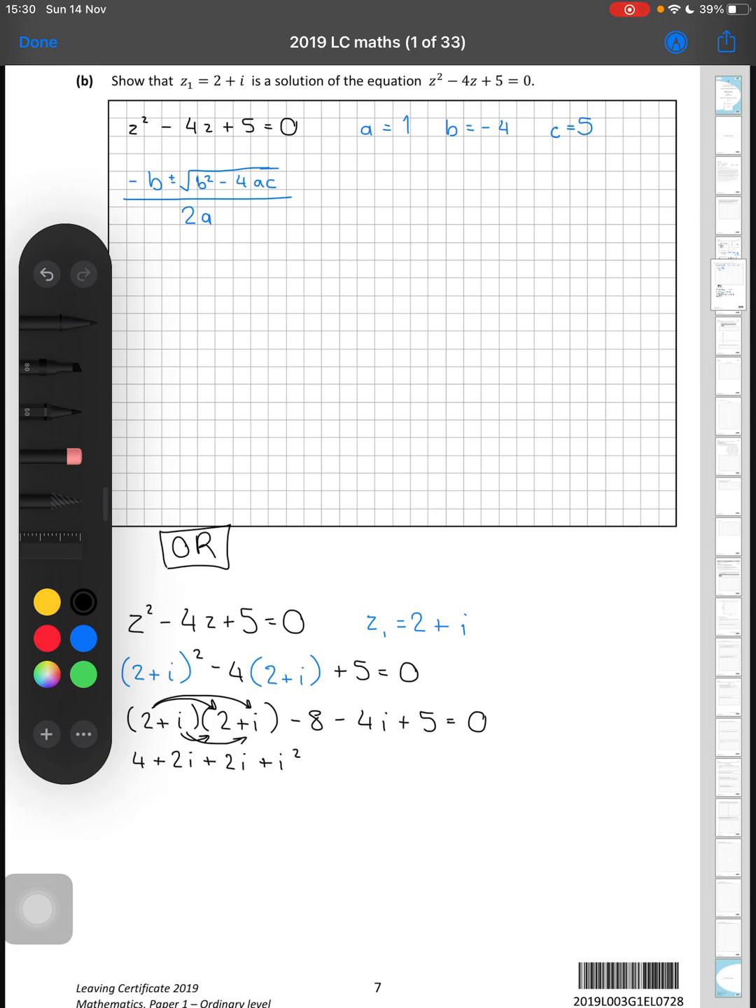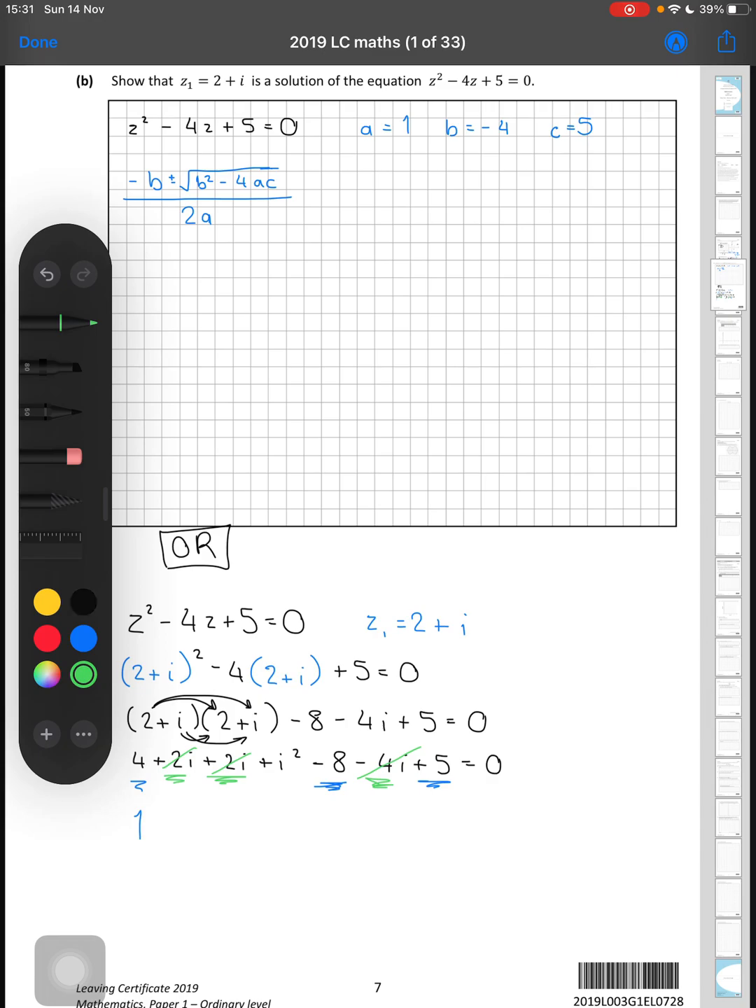And then I have minus 8 minus 4i plus 5 that I'm carrying down is equal to 0. Okay, so when we go to simplify this, my numbers here, I have a 4 minus 8 plus 5. So when I simplify those, I'll get 1. And then my i's cancel out because I have a plus 2i minus 4i. So they're going to end up giving me plus 0i.